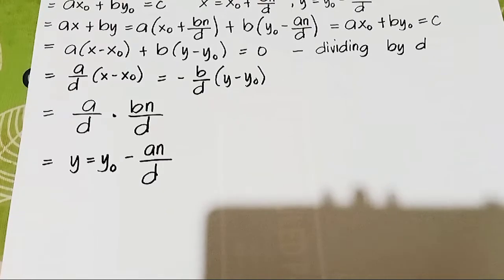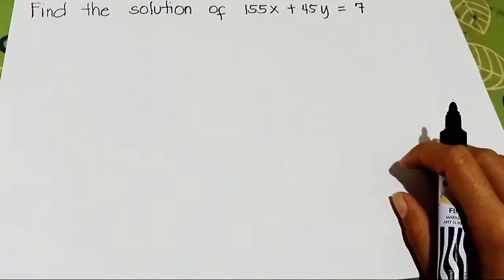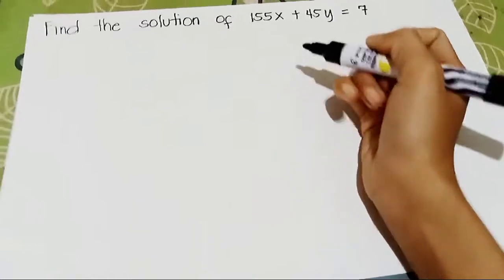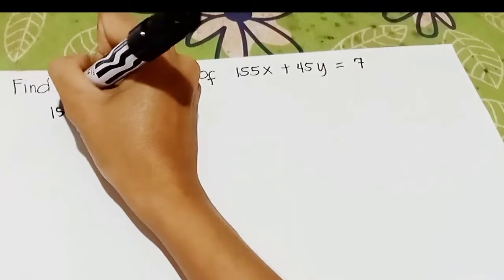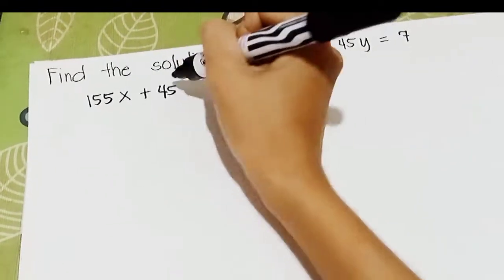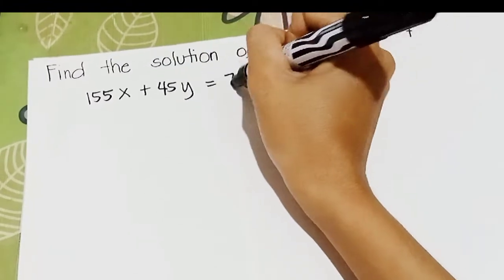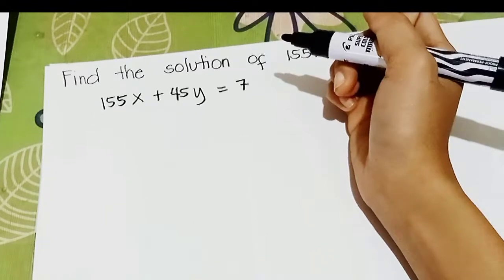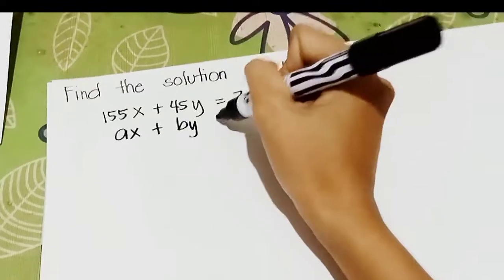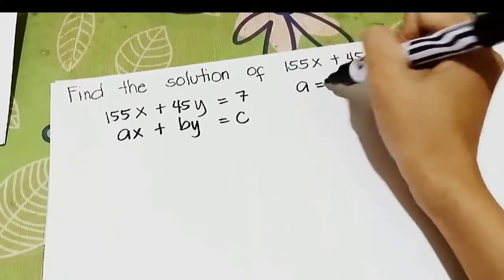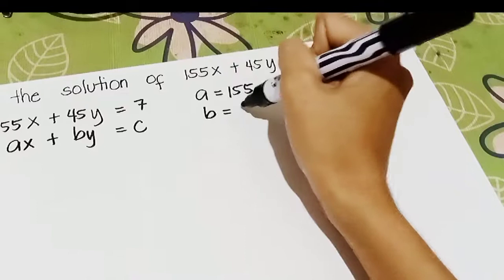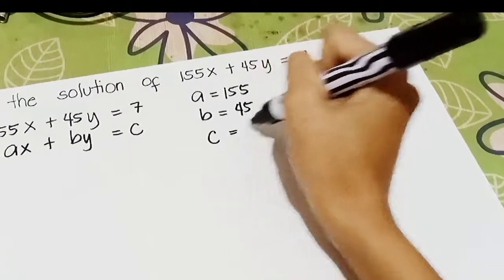Let's illustrate the theorem. Example 1. Find the solution of 155x + 45y = 7. So we have 155x + 45y = 7, which has the form ax + by = c. So the value of a is 155, the value of b is 45, and the value of c is 7.